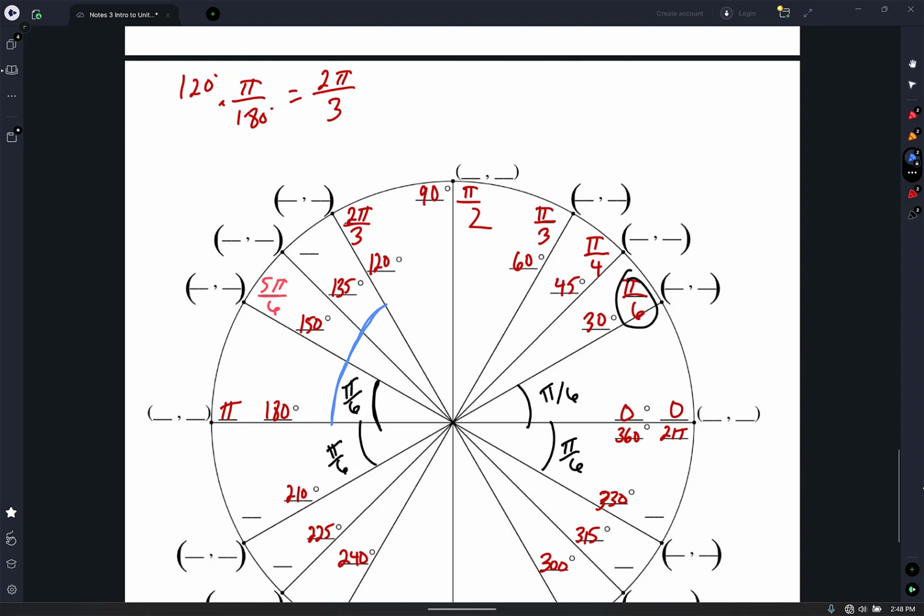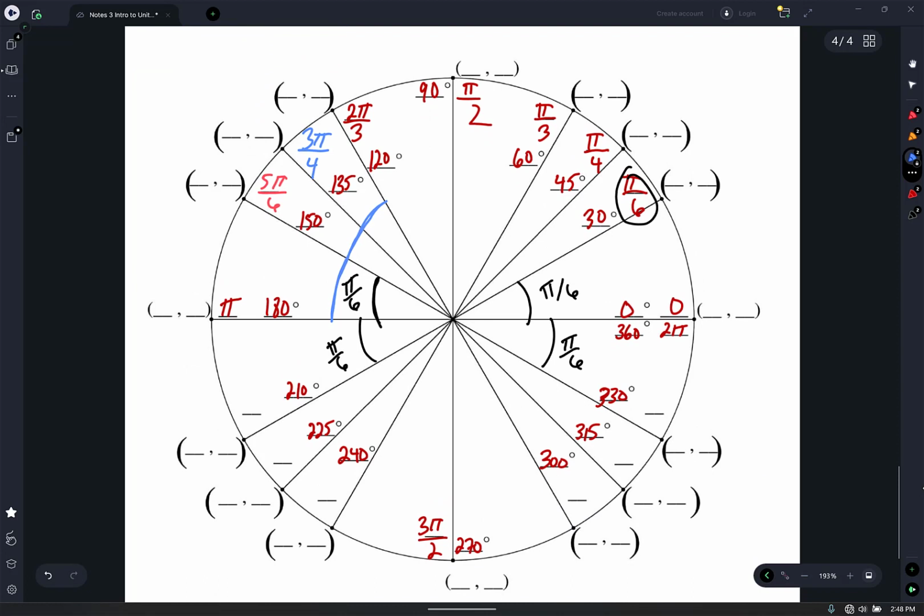So take a guess. What do you think it is at 135 degrees? Keep the denominator. It's still a 4. So a 4 in the bottom. What do you think on the top? Say it. It's okay if we're wrong. 3 pi. There it is. We got quadrant 2. All right, look at quadrant 3.